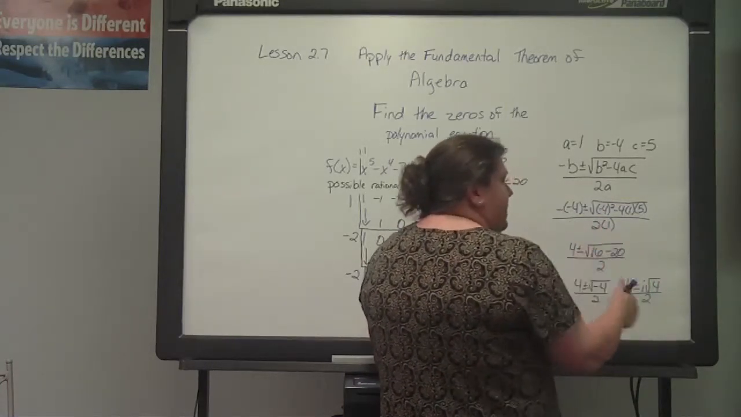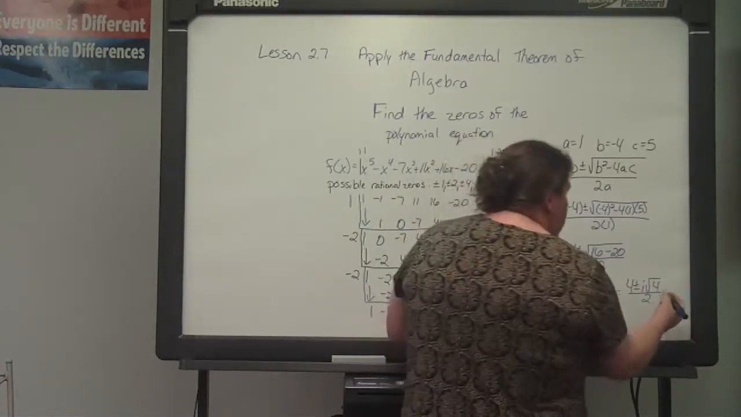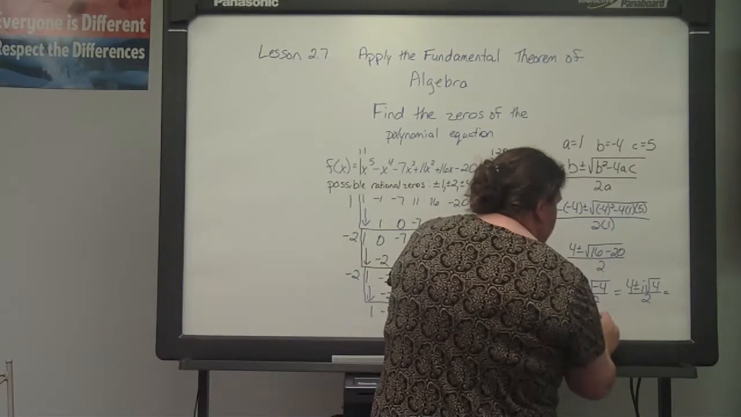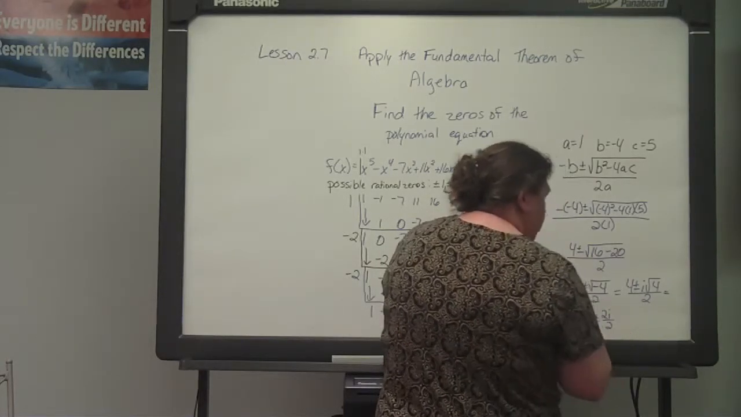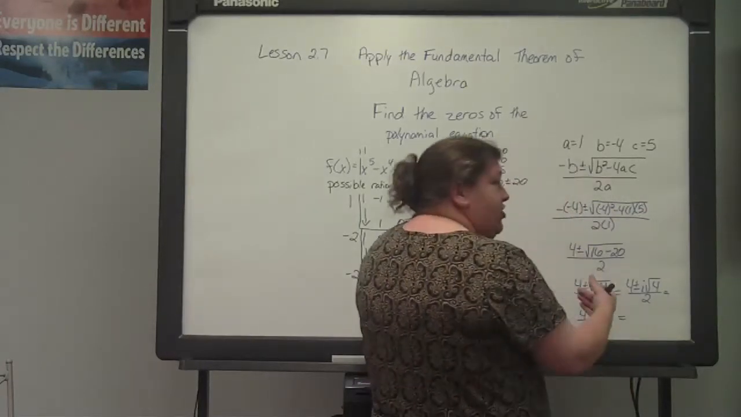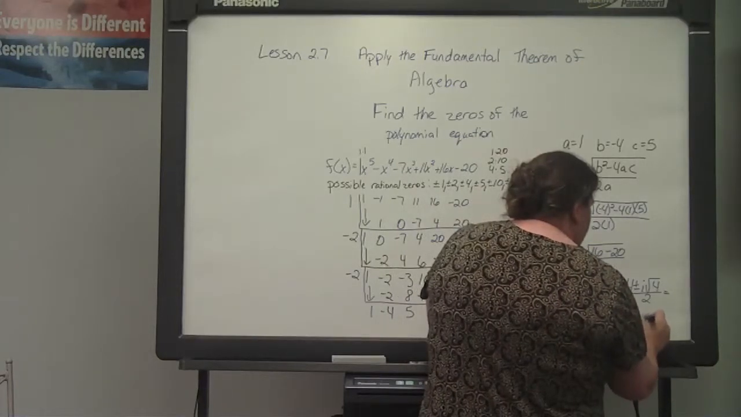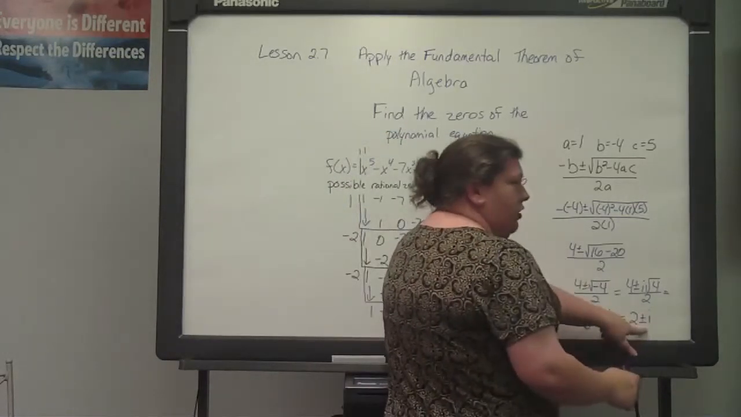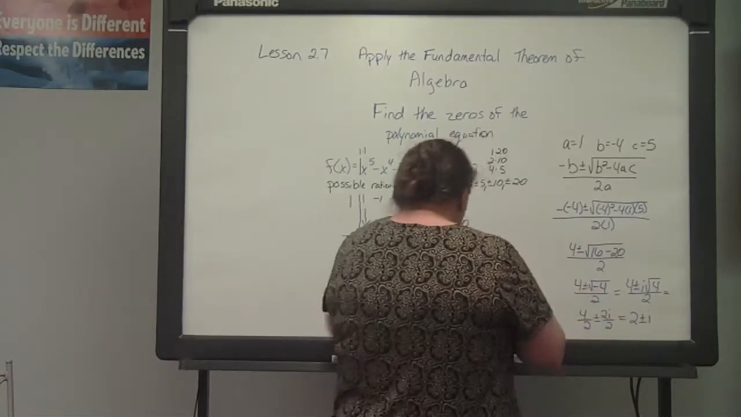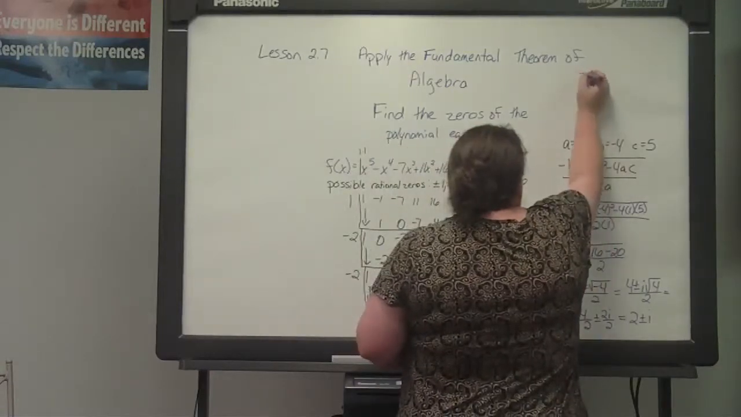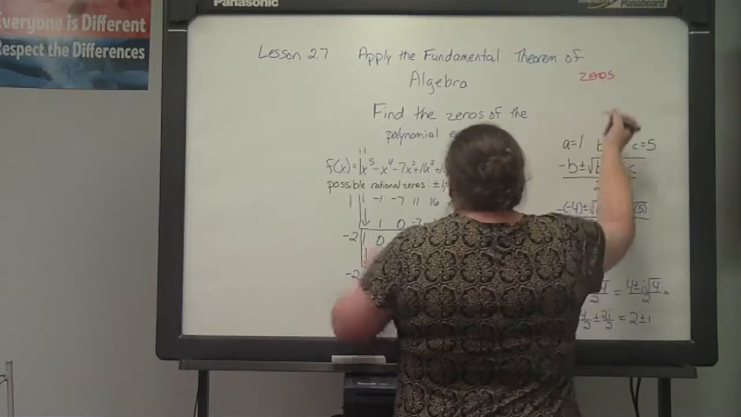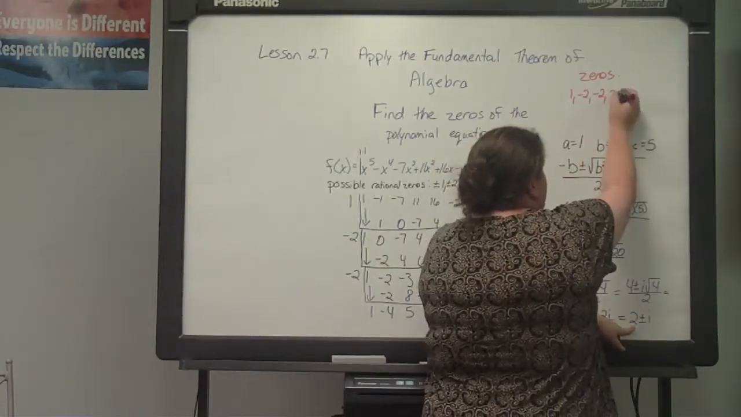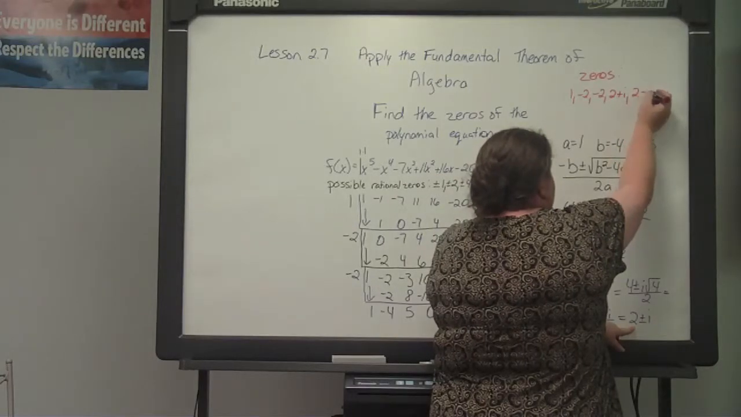Now, I can see that the square root of 4 is 2. And so, again, I can rewrite, and I can say 4 over 2 plus or minus 2i over 2, which when reduced down gives you 2 plus or minus I. So this right here is 2 answers. So altogether, I have now found that my zeros are 1, -2, -2, 2 plus I, and 2 minus I.